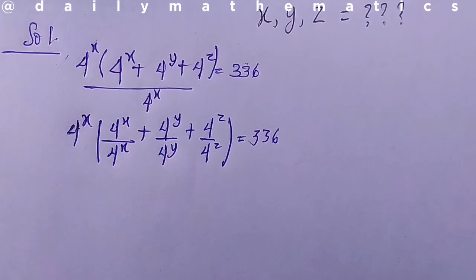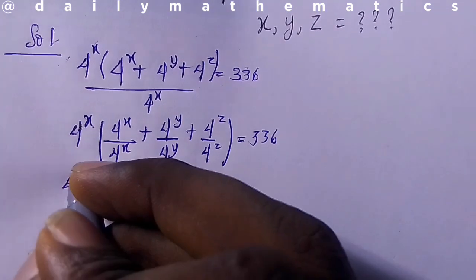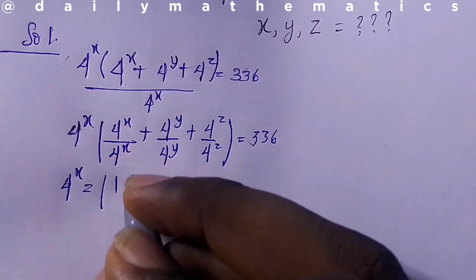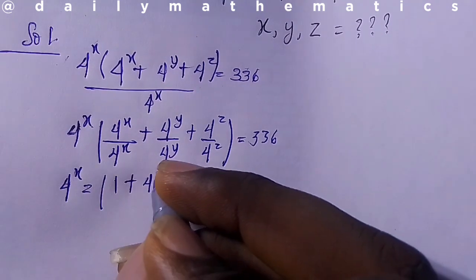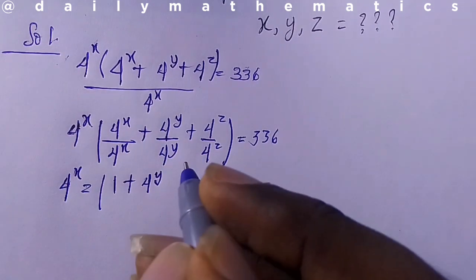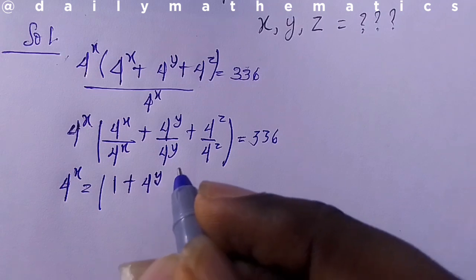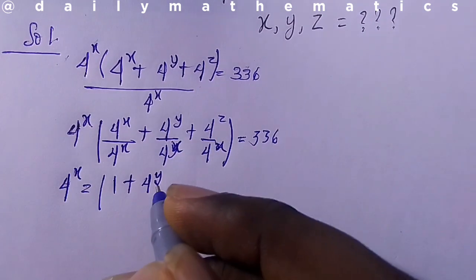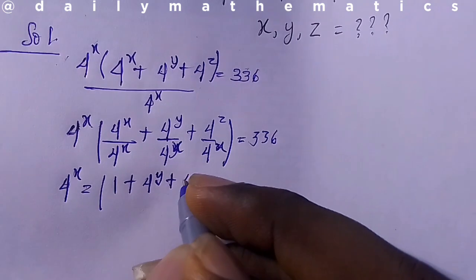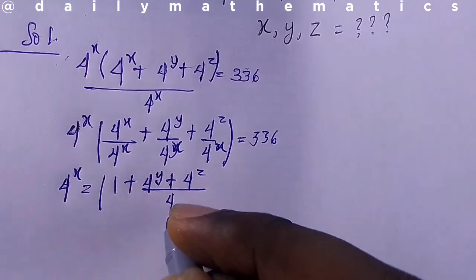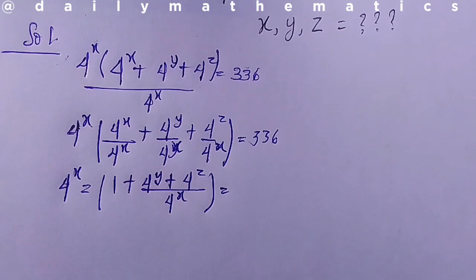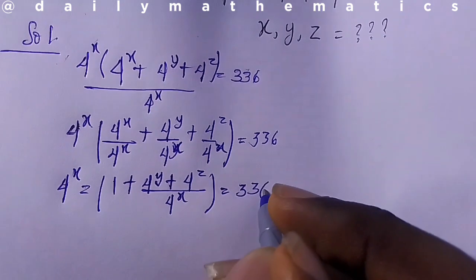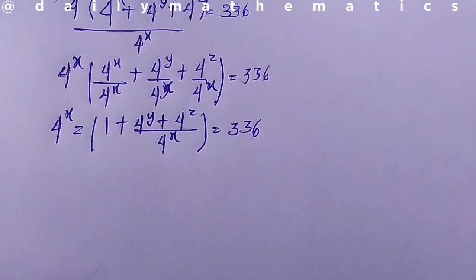Good. So from here, what do we have? We have 4 raised to the power of x times 4 raised to the power of x divided by 4 raised to the power of x, which is 1, plus 4 raised to the power of y. Oh, sorry, this is supposed to be 4 raised to the power of x, sorry. So we can now join it back to be 4 raised to the power of y plus 4 raised to the power of z over 4 raised to the power of x, equals 336, right? So from here, what is the next thing we're going to do?